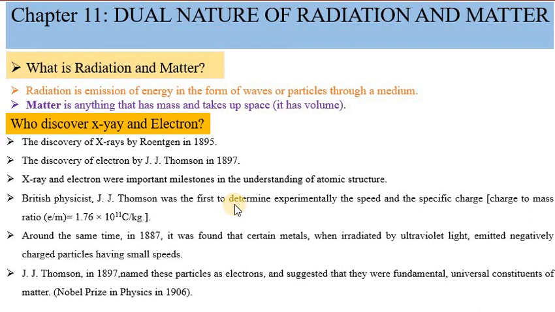In 1897, after 10 years, the British scientist J.J. Thomson named this particle an electron, and suggested that these particles are very fundamental and are the universal constituent of matter. Due to his experimental and theoretical explanation of this particle, he was awarded the Nobel Prize in physics in 1906. So this is the brief history of the electron and X-ray discovery.